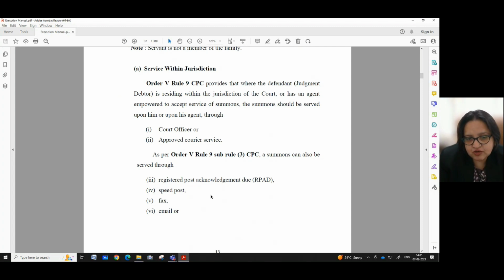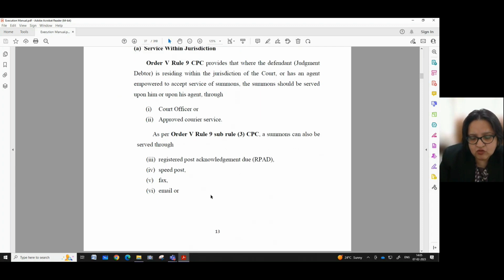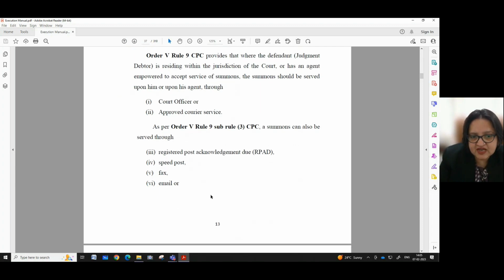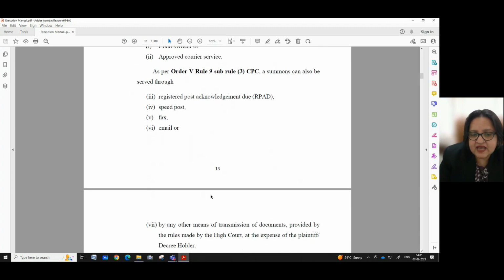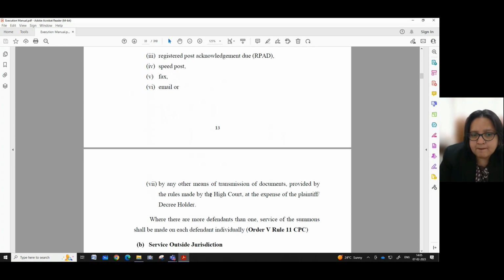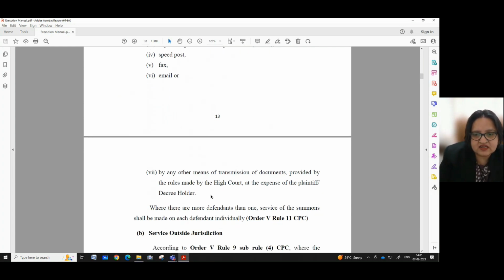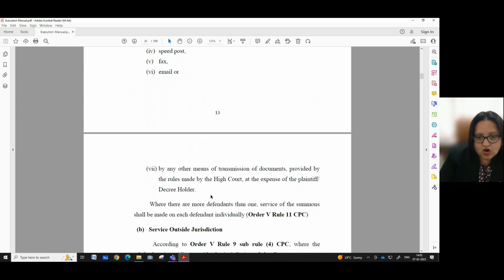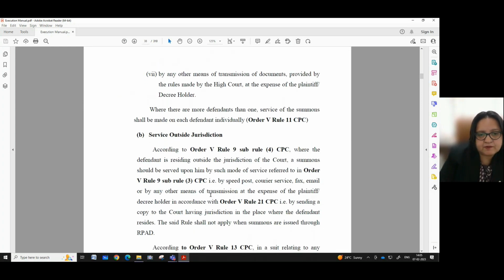As per Order 5, Rule 9, Sub-Rule 3 CPC, a summons can also be served through registered post, acknowledgement due, RPAD, speed post, fax, email, or by any other means of transmission of documents provided by the rules made by the High Court at the expense of the plaintiff or decree holder. Where there are more defendants than one, service of the summons shall be made on each defendant individually. Order 5, Rule 11 CPC.